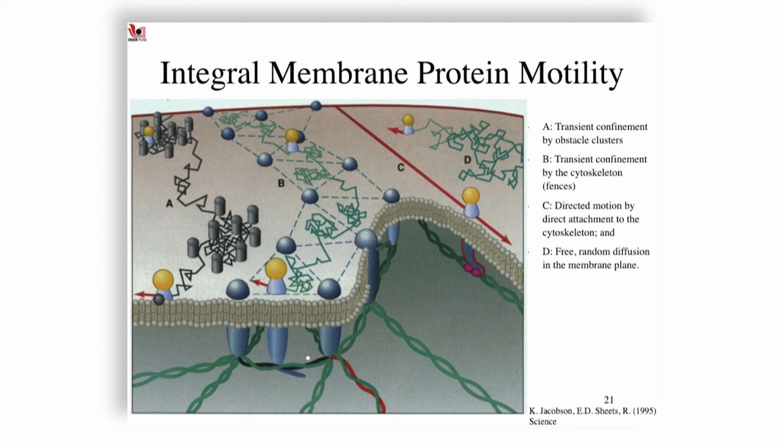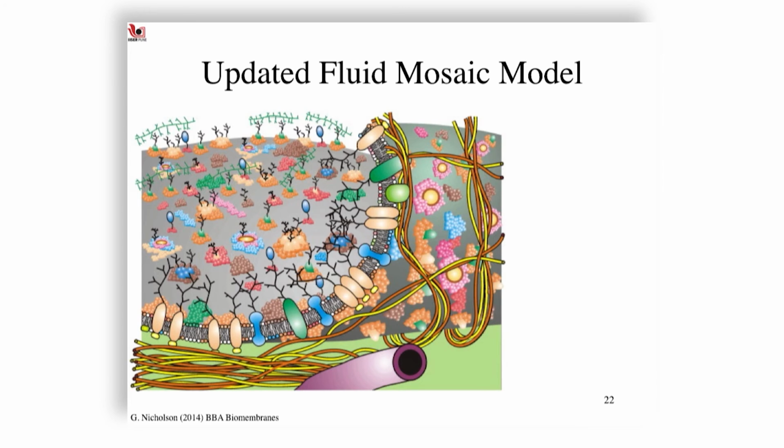So, at one level, this membrane protein mobility is a very exciting academic question, but there's a lot of relevance to disease also. And I really encourage you, if you're interested, to look more into Ken Jacobs and Dill's works, because they are sort of authorities in the field, and this review is a nice little summary of it. So the updated fluid mosaic model looks a bit messier.